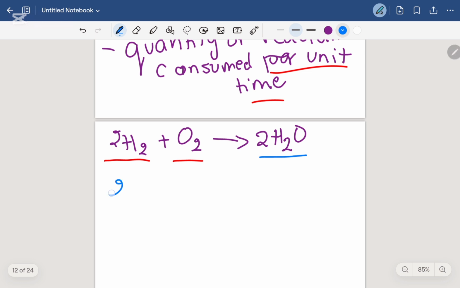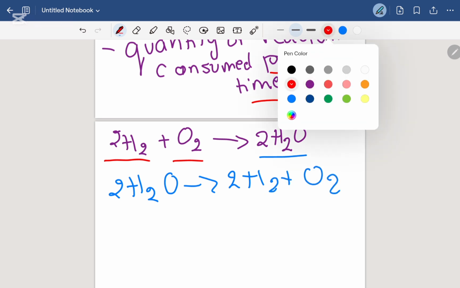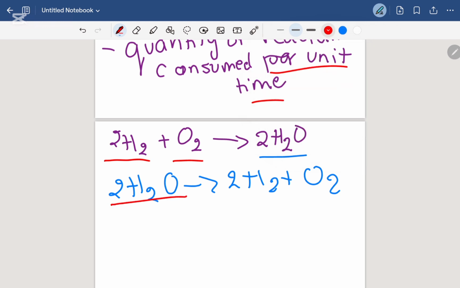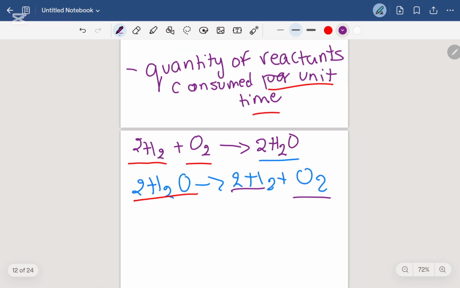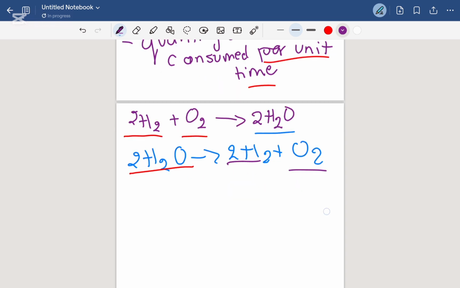Now, if we had the inverse, which is 2H2O gives us 2H2 plus O2, how will we measure or calculate it? We can measure it by the quantity of H2O consumed, or the quantity of H2 produced, or the quantity of O2 produced. So if it's in the reactants, we need to measure it by the quantity consumed. If it's in the products, we need to measure it by the quantity produced.